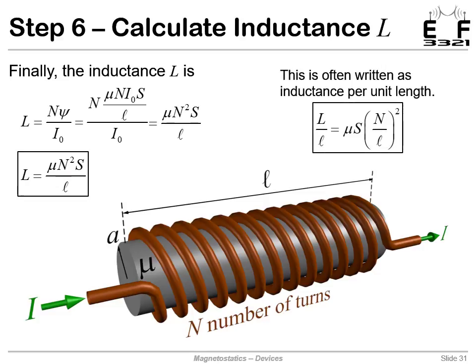When we do that, we get an L squared on the right that we can then bring in with N inside this square operation. So the capital N over L, we interpret this as the turn density. So the inductance per unit length is the permeability times the cross-sectional area times the turn density squared. And so we did it. That was a pretty ugly derivation, but we got the inductance of a solenoid.